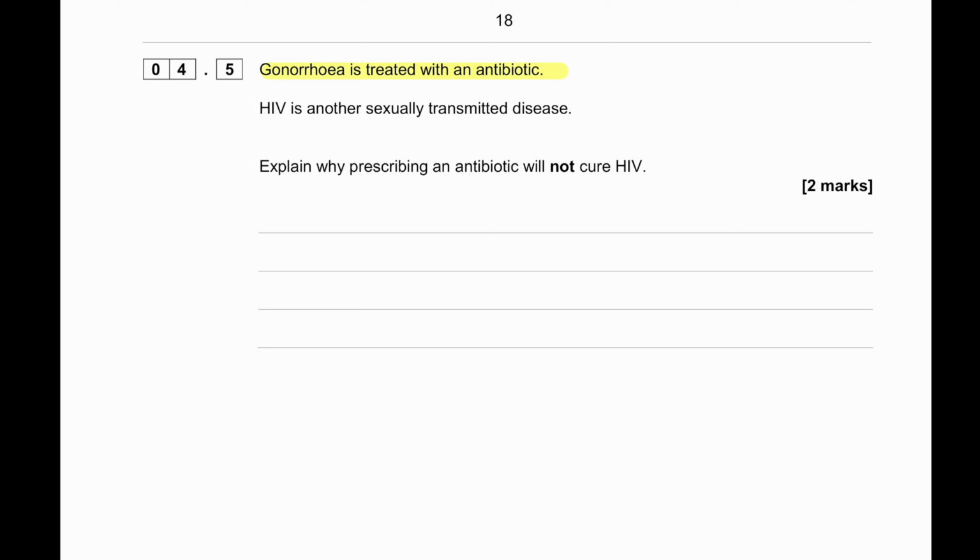Gonorrhea is treated with an antibiotic. HIV is another sexually transmitted disease. Guys, HIV is caused by a virus and gonorrhea is caused by a bacteria. So that can help us understand why we are treating it with antibiotics.